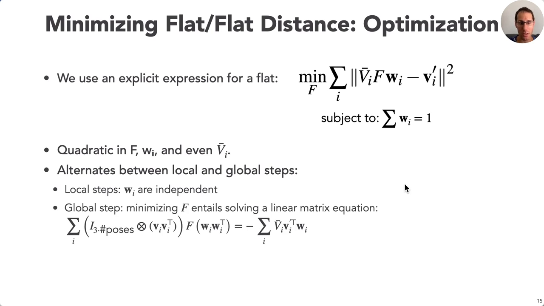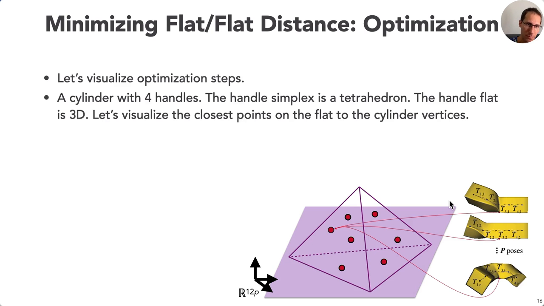So once we have all these closest points, let's actually try to update the flat itself to better match the observed motion of the vertices. And that global step entails solving a linear matrix equation, which actually boils down to solving a 4H by 4H system of equations. So not too bad. So we end up alternating between something per vertex and then a global system that's not too big.